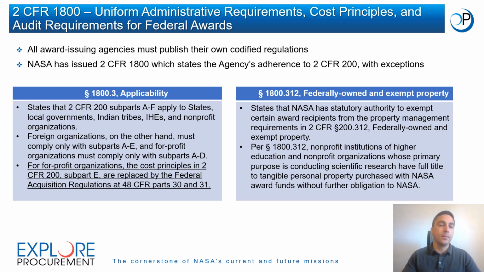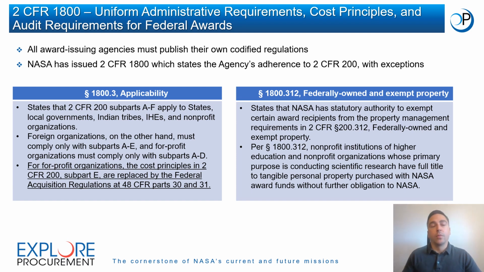Section 1800.3, which is titled Applicability, states that 2 CFR 200 subparts A through F apply to states, local governments, Indian tribes, institutions of higher education, and nonprofit organizations. Foreign organizations, on the other hand, must comply only with subparts A through E, and for-profit organizations must comply only with subparts A through D. It is important to note that for recipients who are for-profit organizations, the cost principles in 2 CFR 200 subpart E are replaced by the Federal Acquisition Regulations at 48 CFR parts 30 and 31.